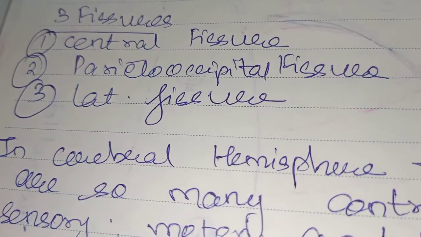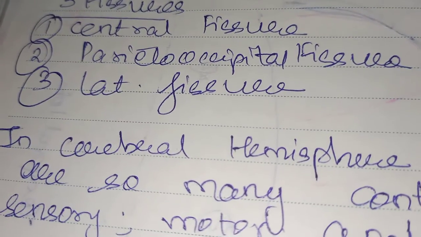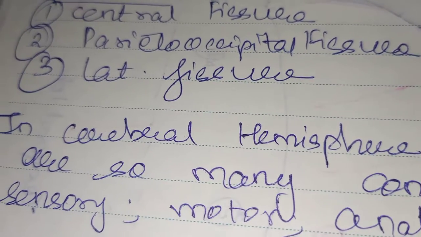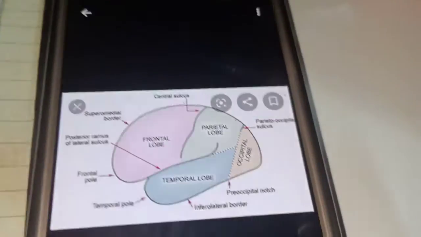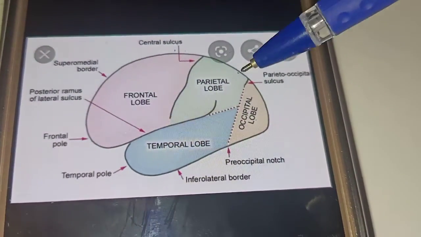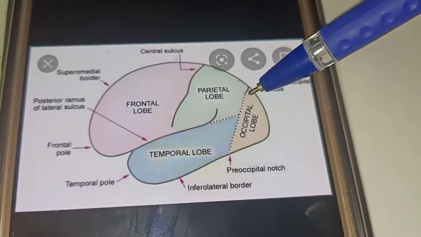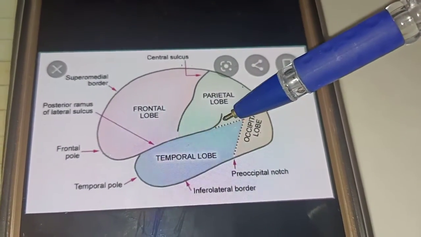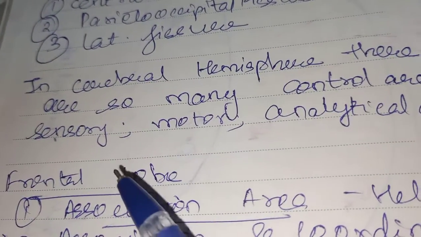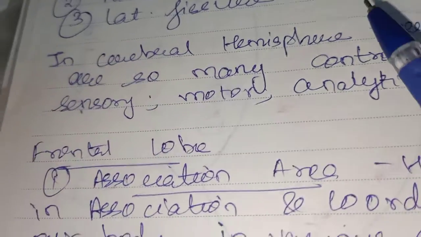And there are 3 main fissures, or sulci, which are present, very important. This is the central sulcus, as you all know. This is the parieto-occipital sulcus or fissure, and the lateral fissure or sulcus. So in the cerebral hemisphere there are many control areas: sensory, motor and analytical areas.